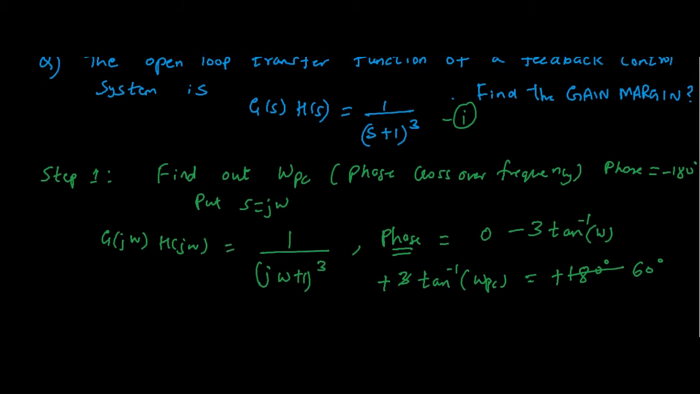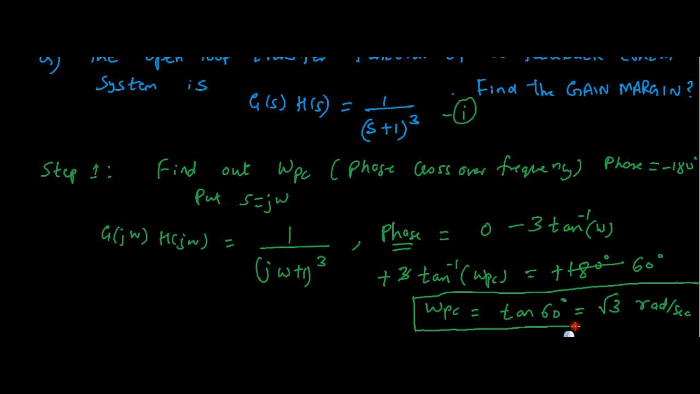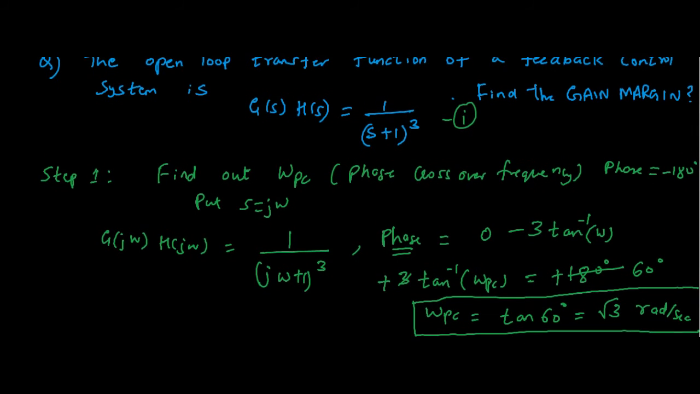So omega pc is tan 60 degrees, which is equal to root 3. This is in radian per second, since we are talking about omega, not frequency f. So this is the phase crossover frequency, which is root 3. This is step 1. So we have completed step 1.